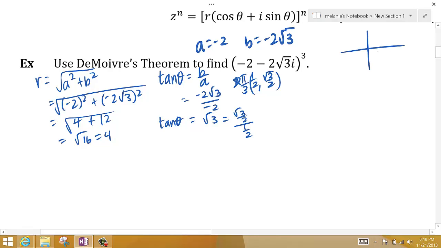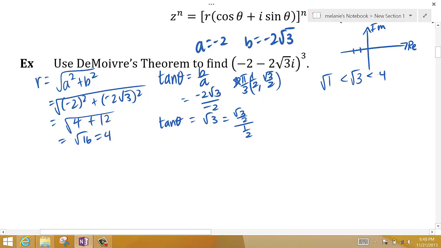So let's take a second and plot the original complex number z to see if we can figure out what quadrant it's in, and that will help us decide what multiple of pi over 3 we actually have. Remember that the imaginary axis was our y-axis, and we used the x-axis as the real axis. So we plot this negative 2 in the real and negative 2 root 3 here, and we know that 3 is between 1 and 4.